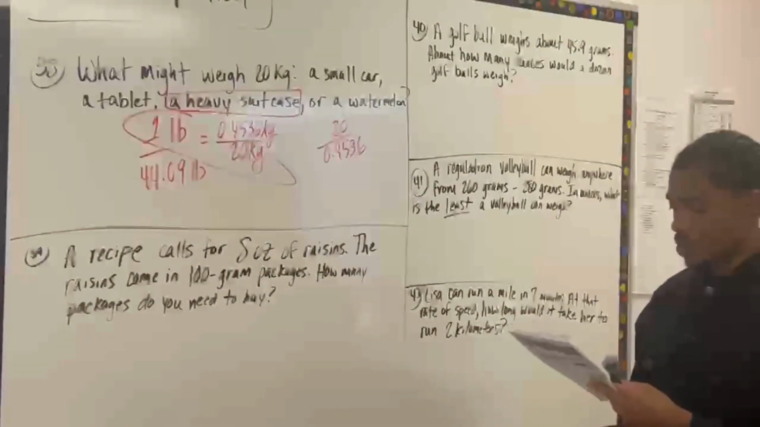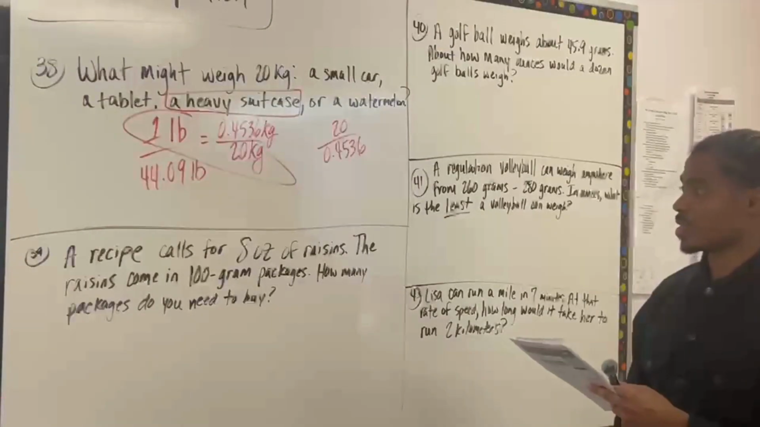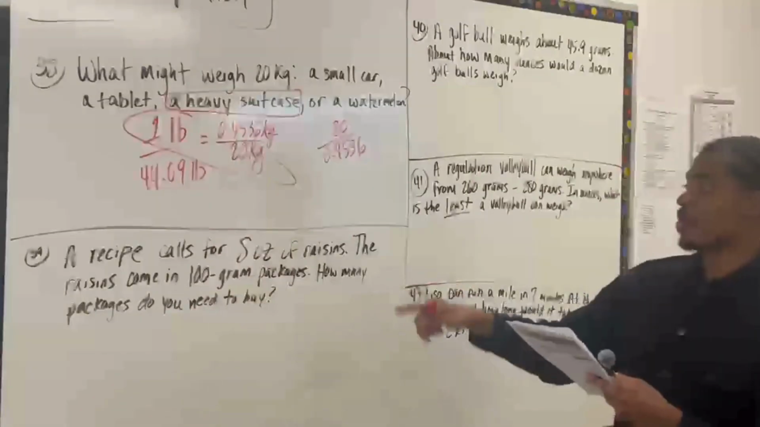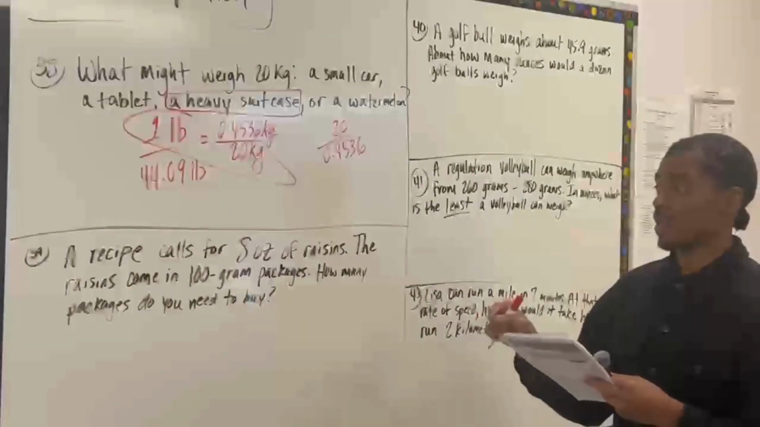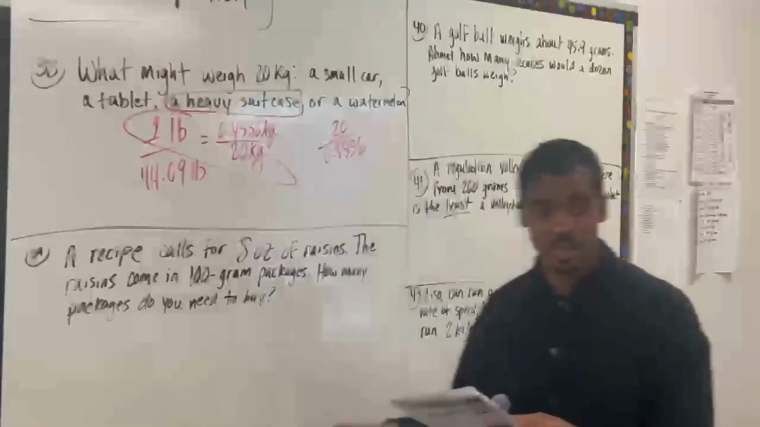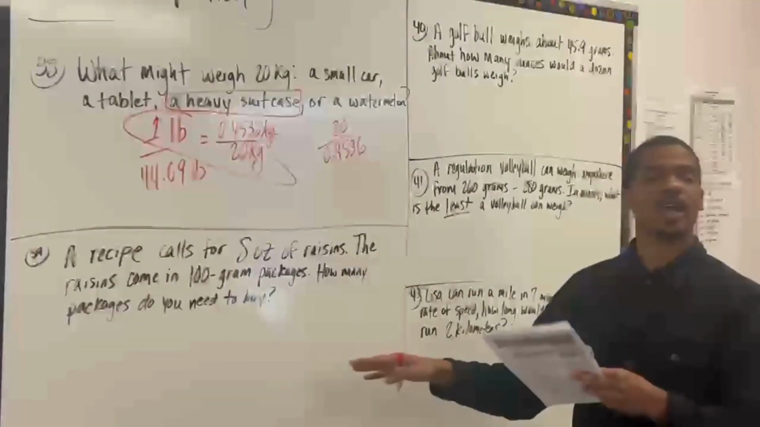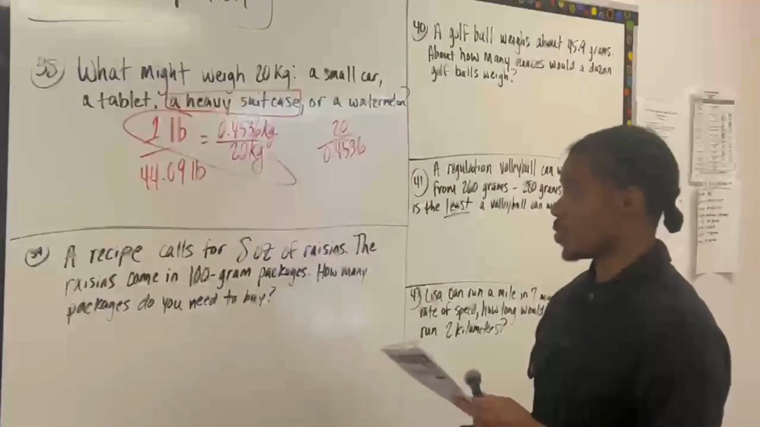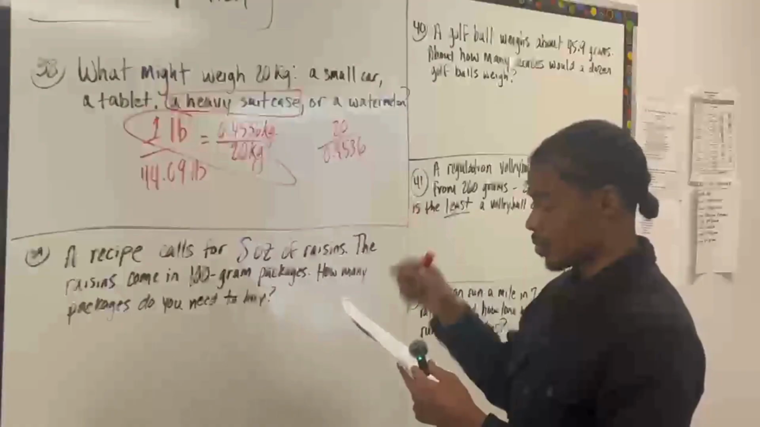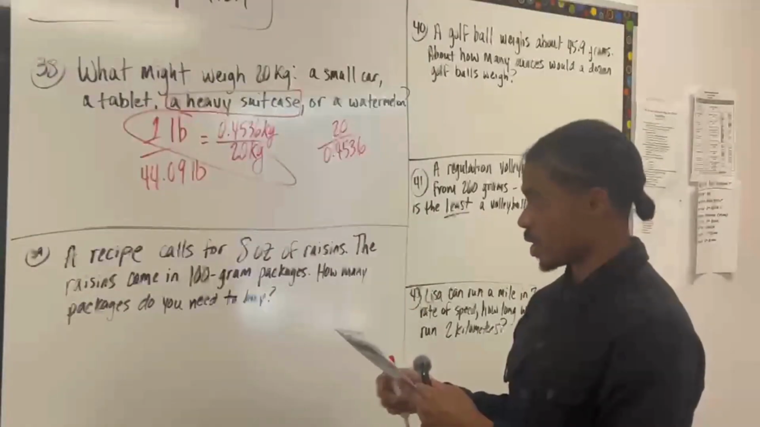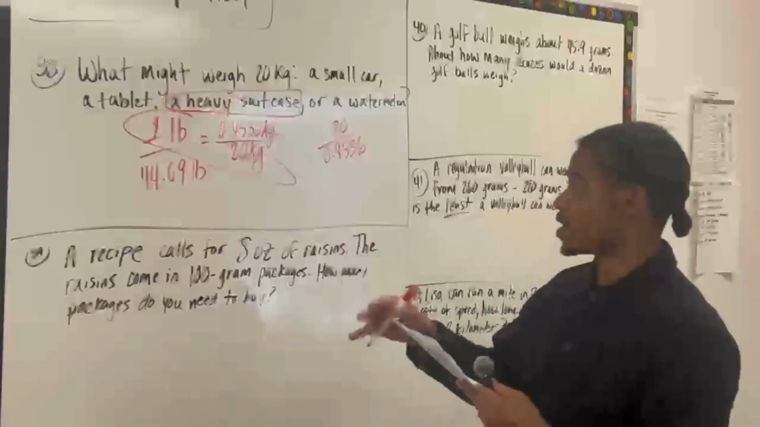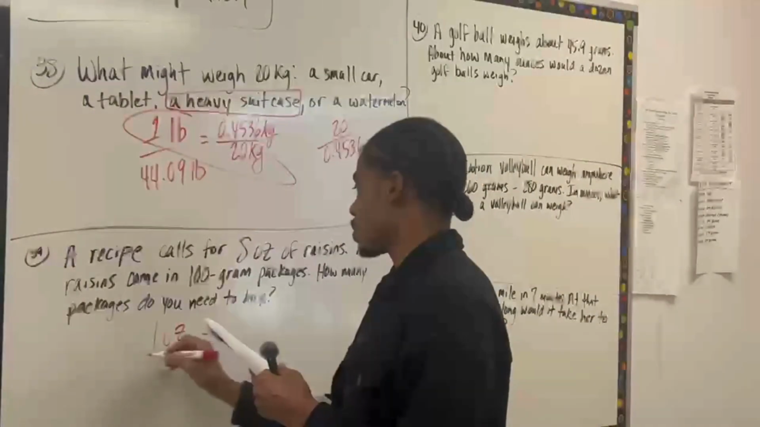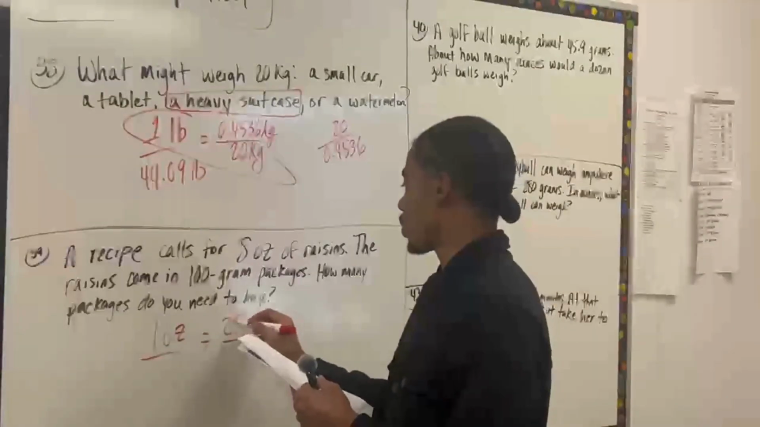Okay, let's try this next one. For number 39, it says a recipe calls for 8 ounces of raisins. The raisins come in 100-gram packages. How many packages do you need to buy? There are a couple of different ways you can solve this one, but I like to focus on the good old reliable proportions because they never fail me. First, I'm going to use my original conversion, which is ounces and grams. So 1 ounce is equal to 28.4 grams.